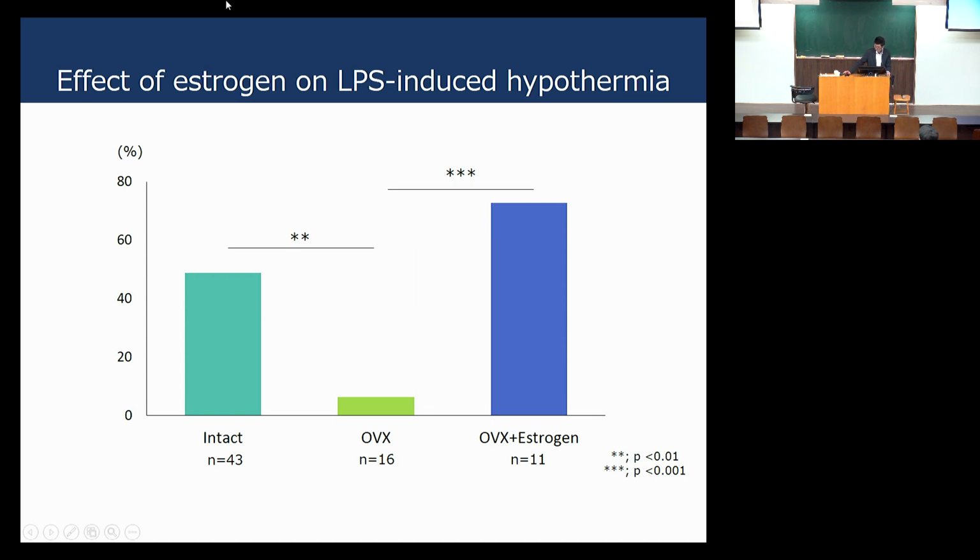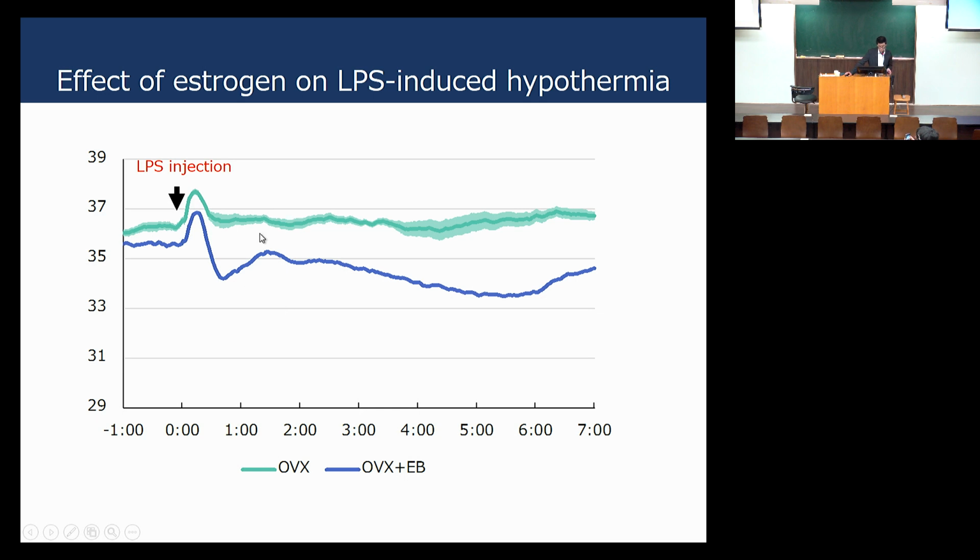This is the temperature data. When you inject LPS, this one is OVX, ovariectomized mice. When you ovariectomize, even after LPS injection, the body temperature doesn't change. They don't get fever or they don't get the hypothermia. But if you treat them with estrogen before LPS injection, this hypothermia comes again.